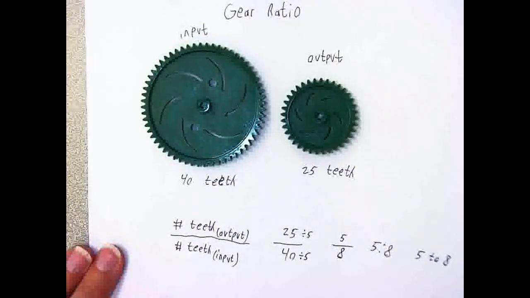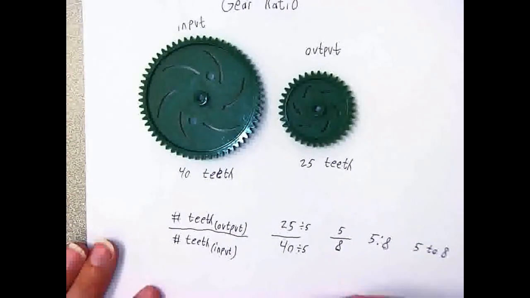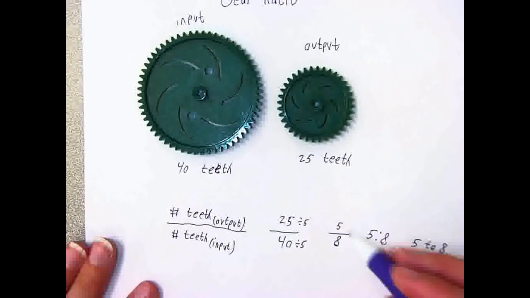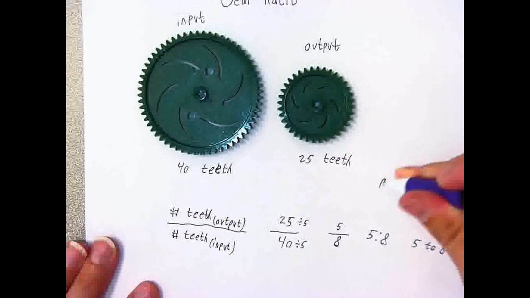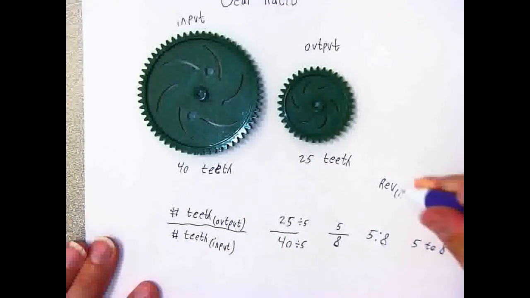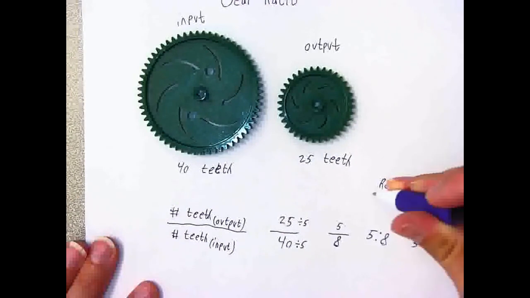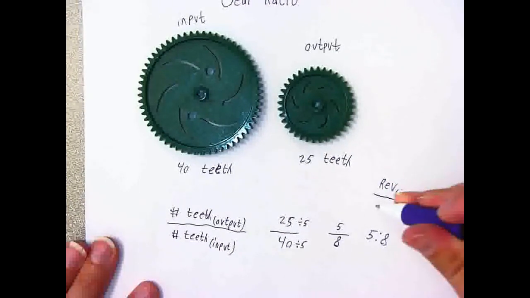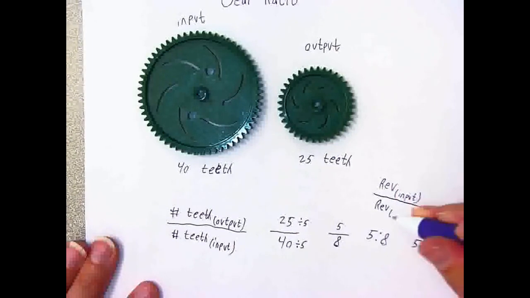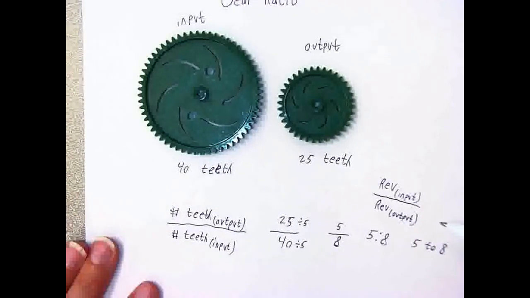Now, if I want to know how many times my input gear is going to turn compared to how many times my output gear is going to turn, that's when I now have to take my ratio of 5 to 8 and think about it a different way. I have to think about it in terms of the number of revolutions. When I'm looking at a gear ratio in terms of the number of revolutions, the formula that I use is the revolutions of the input in the numerator, and then in the denominator goes the number of revolutions of our output gear. Revolutions are the number of times that the gear turns in a complete circle.